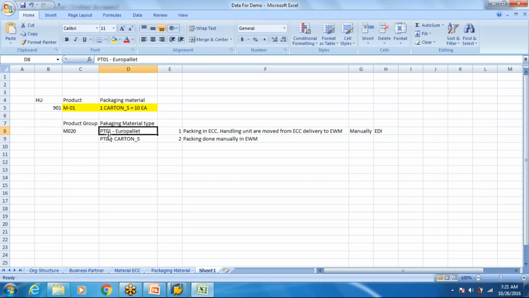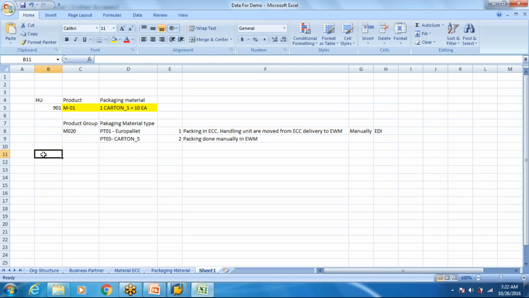In ECC, these products might have a different packaging material type or the same number. When you are creating packaging material type in EWM, the config is available in ECC also. Okay, so in this demo system, in EWM it is PTO1, in ECC it is PGO1 or something. Okay, so we are focused on the EWM side because our pack specs is going to be used on the EWM side. So we need to focus on the packaging material on the EWM side. This packaging material has to be the same way in ECC.